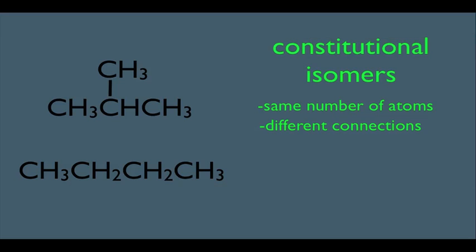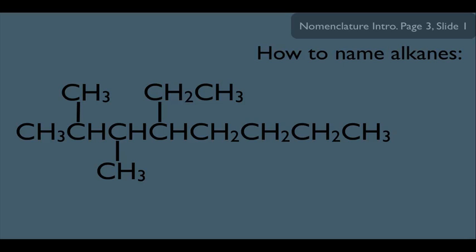Now, let's talk about how to name alkanes. Let's say we want to name this molecule right here. To do this, you follow a series of steps, and make sure you follow the steps in the order that I'm about to show you. If you do so, it makes this process very simple. So, here's step 1. Let me show you this. The first thing you do is find the longest chain of carbons.